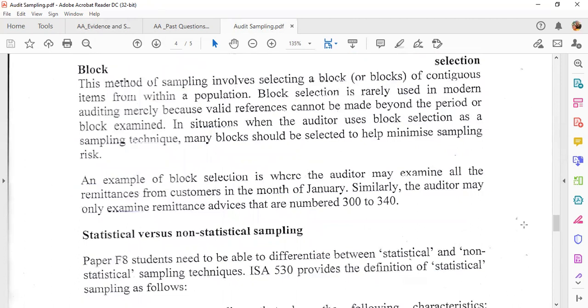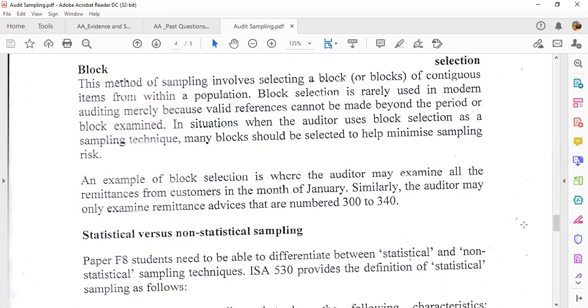Block selection method. This method of selection involves selecting a block of contiguous items within the population. Block selection is very rare in modern auditing, merely because a valid reference cannot be made beyond the period or the block examined.